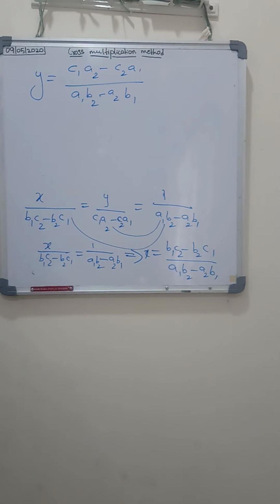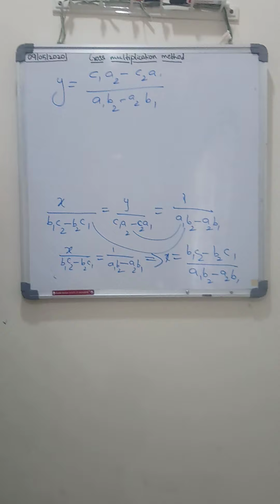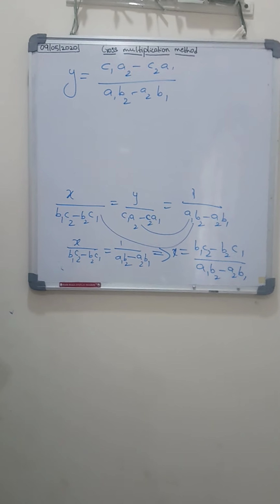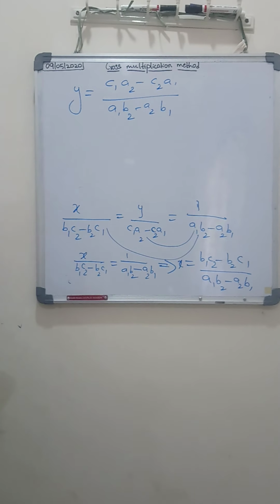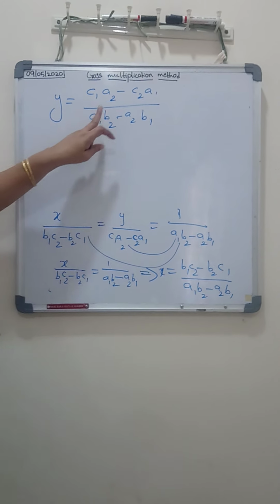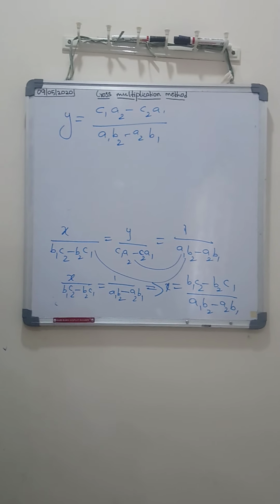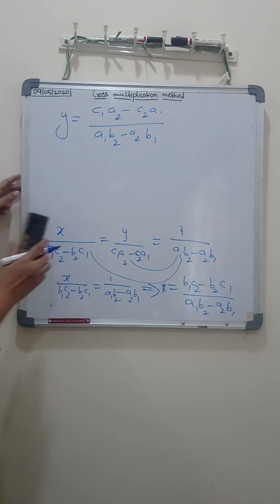In that way you have to adopt a cross multiplication method of solving a pair of linear equations by writing b1 b2 c1 c2 a1 a2 and again b1 b2, or else you can take the coefficients of x, y and constant term and you can substitute in x and you can substitute in y and you can get the solution, children. Any method you can adopt. So let's take some examples.